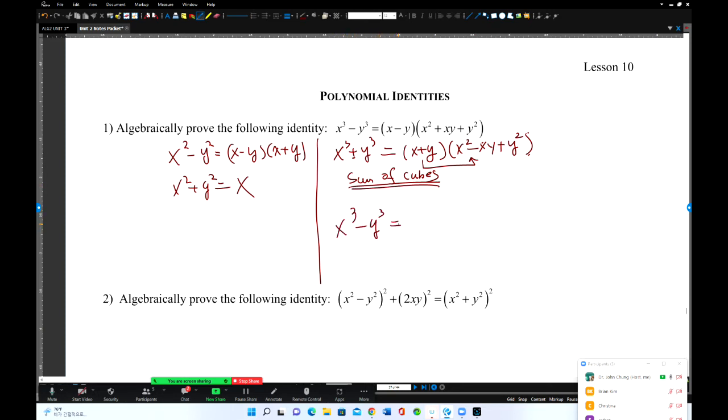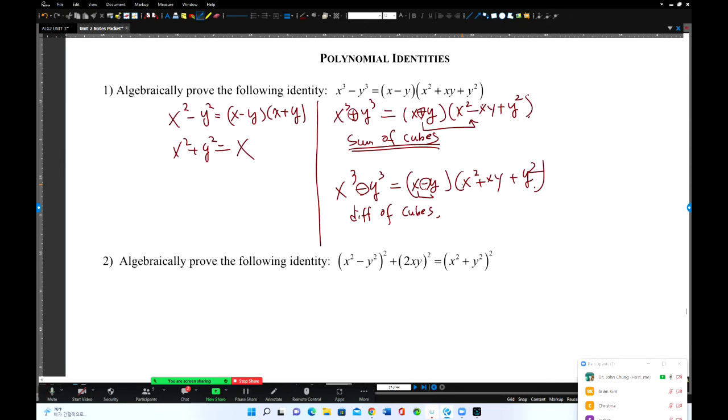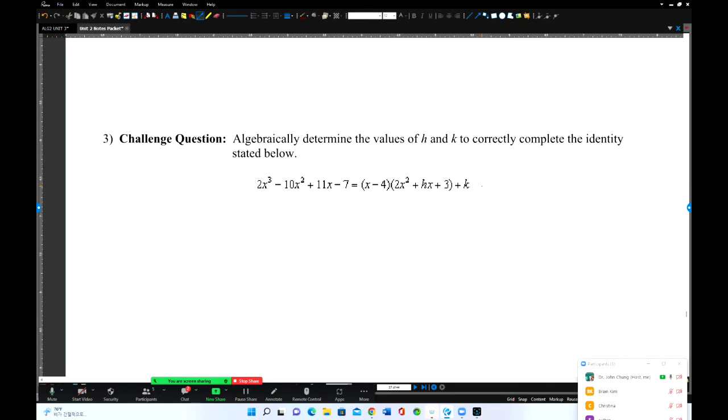Difference of cubes. Alright, this is it. x minus y, we follow the same sign. This is plus, this is plus. This is minus, this is minus. But the next will be positive. Same thing: multiply these two, x, y, and the y squared, okay? You have to memorize the sum of cubes and difference of cubes, okay? But this is not necessary.